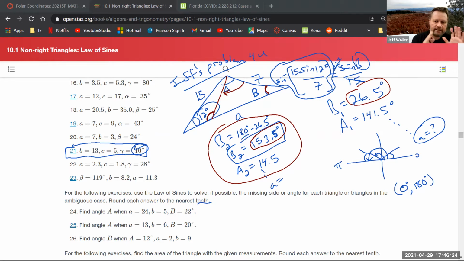Now, if I did this and there was nothing left over, like if I added B and this and it was bigger than 180 already, that would mean that there's only one solution.